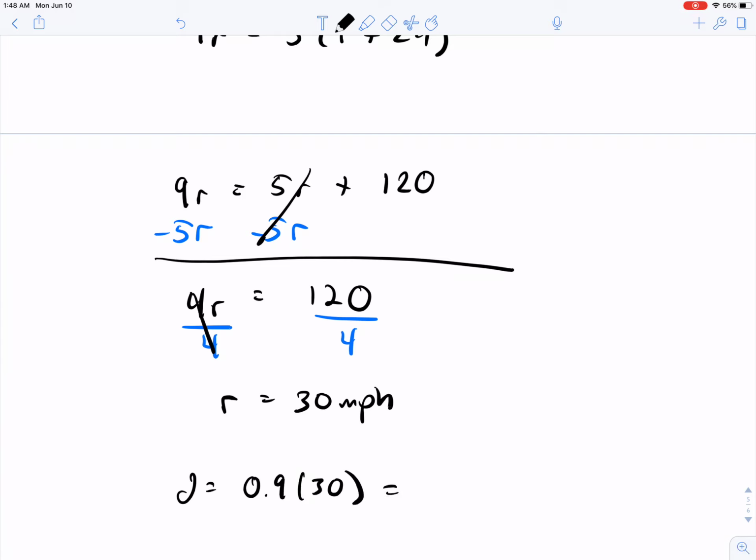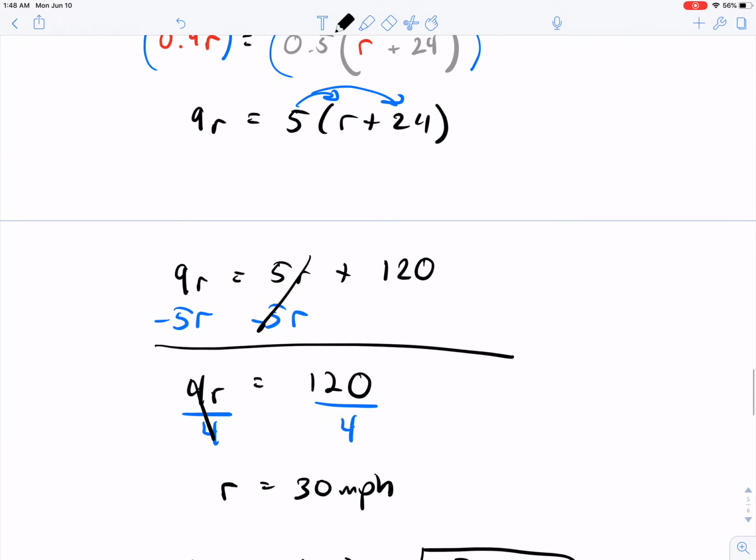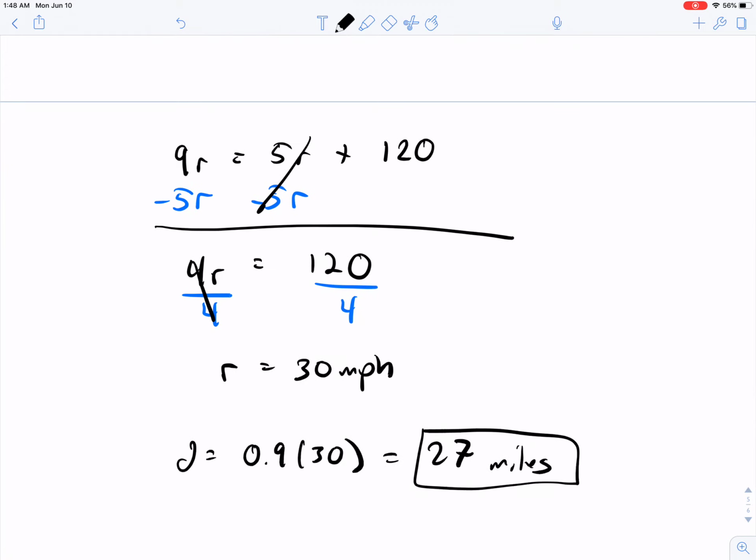So 9 times 3 is 27. Sorry, I said the right thing, wrote the wrong thing. That would make it smaller, then that would make it bigger. So it should just be 27 miles. All right. And then we can check that this makes sense. Make sure we get the same thing as for the train.